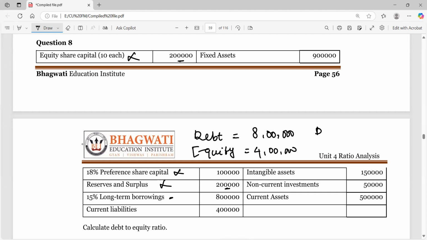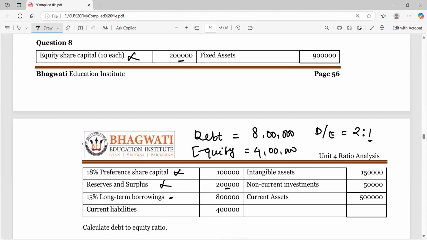So what is your debt to equity ratio? 2:1. What does it mean? It means that for every 1 rupee of equity, there is a 2 rupee of debt. So the company is using more debt or less debt? More debt. More debt means high leverage or low leverage? High leverage, right? Is this clear? Any doubt in this?